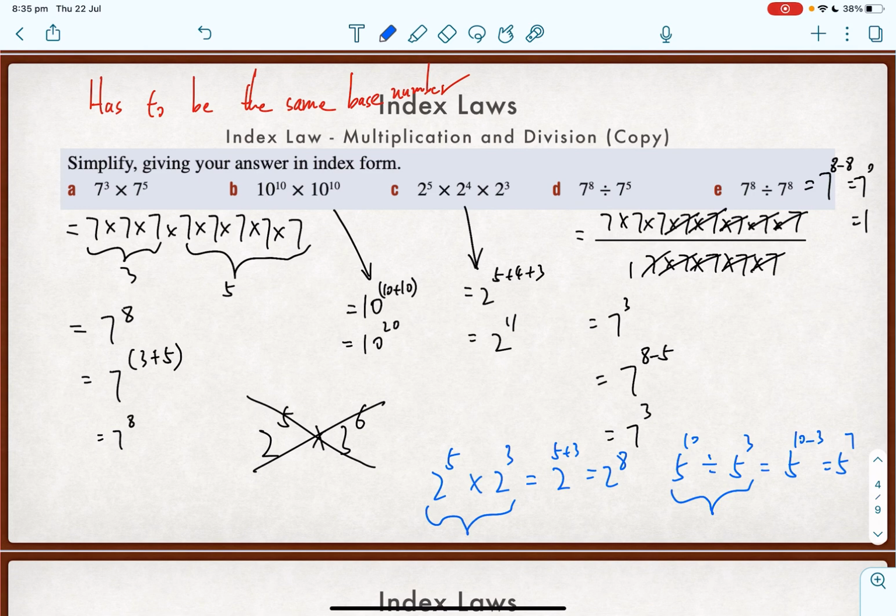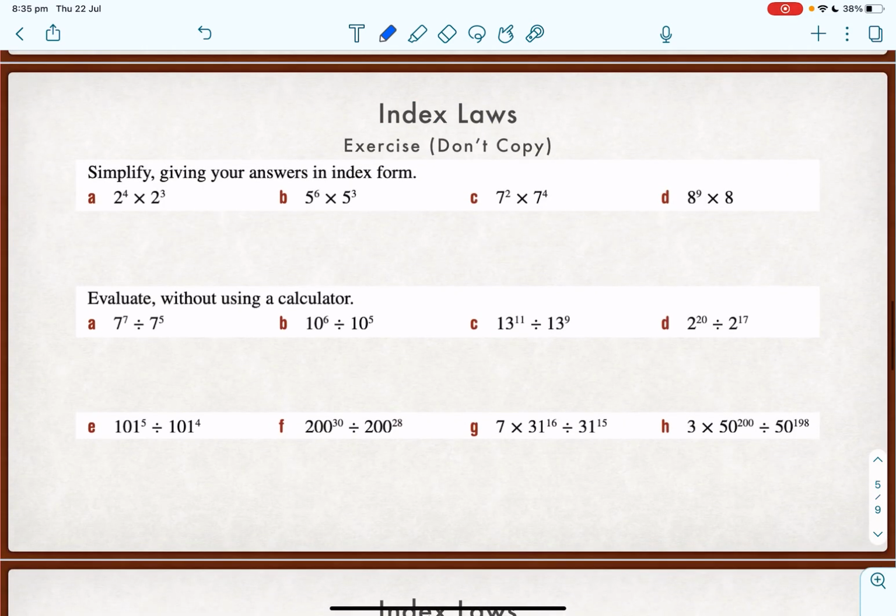Okay, so similarly, if you times and divide numbers with the same base, you can just add or minus the index. Okay, so if you're confident, give it a go on these questions. Once you're done, we go through it together.